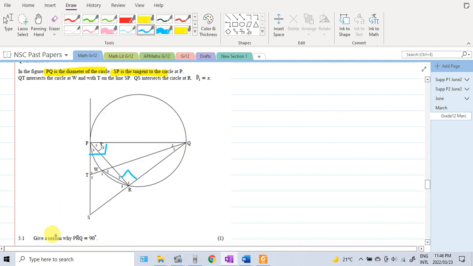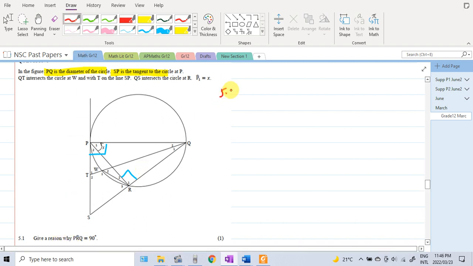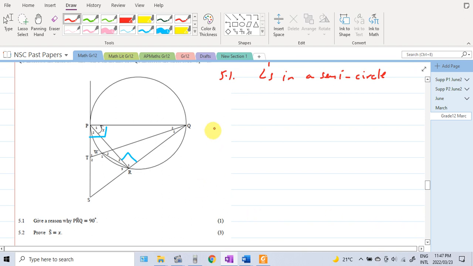Now let's read the first question. 5.1 says, why is angle PRQ equal to 90 degrees? So why? The reason is angles in a semicircle. That's the reason why it is 90. We filled it in. Prove that angle S is equal to X.